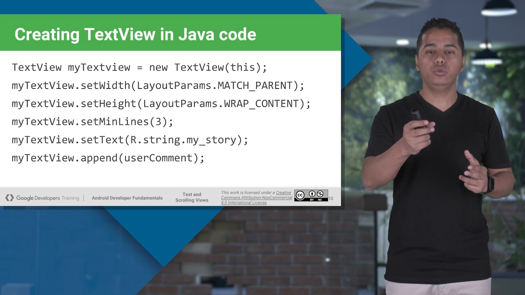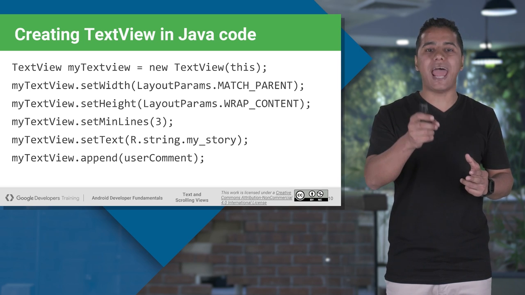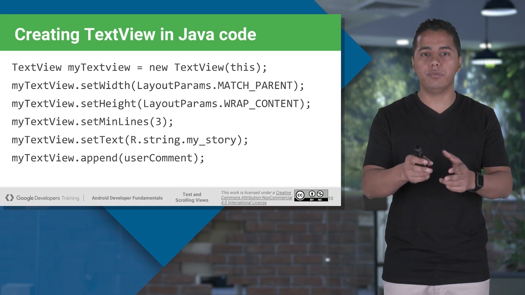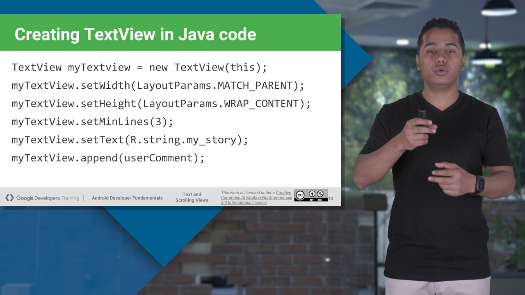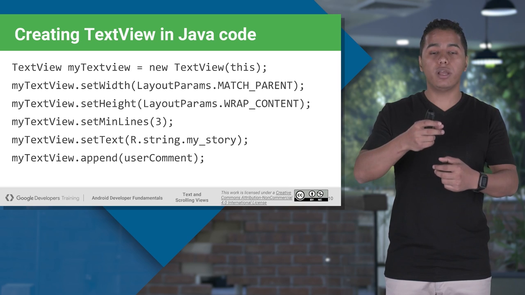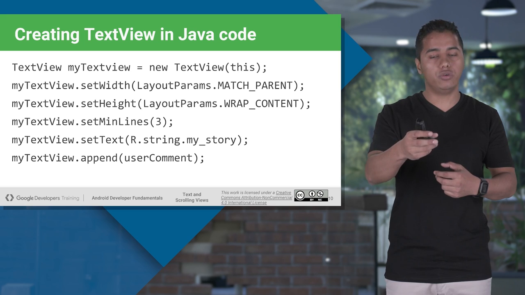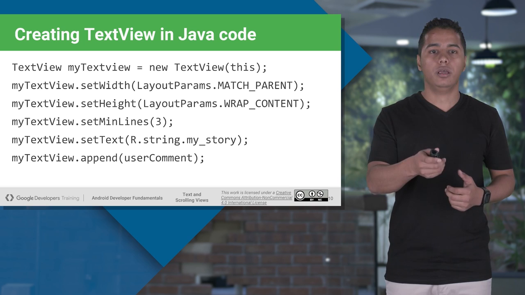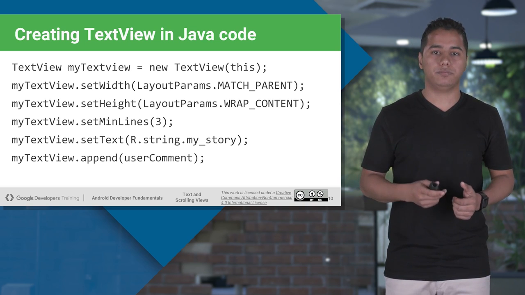r.string.mystory. Now you must have noticed a change here: while I was using the same resource file in my XML, I used @string/mystory. But when I'm using this same resource in my Java, I'm using the dot operator. So this is the difference you need to learn: when you are using your resource inside your Java, you will be using the dot operator. But when you are using your resource file inside your XML, you will be using @. And at the end, you can even append your text view by using the append method.